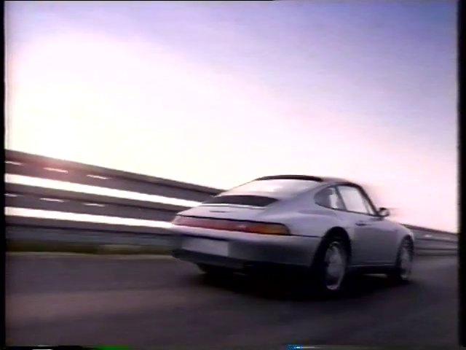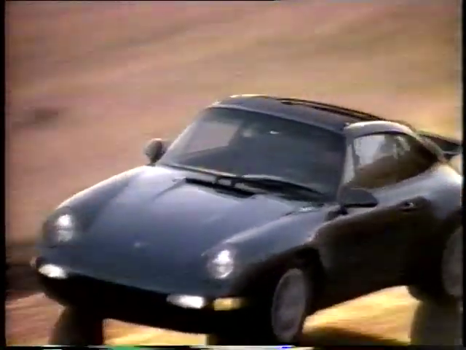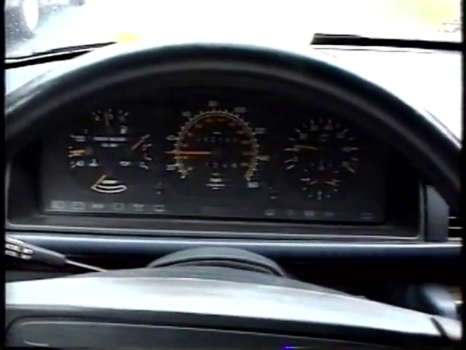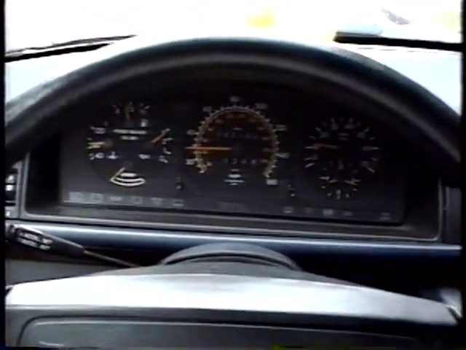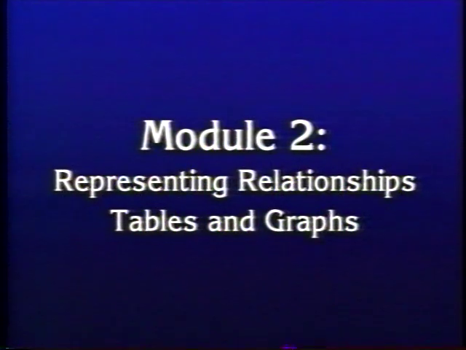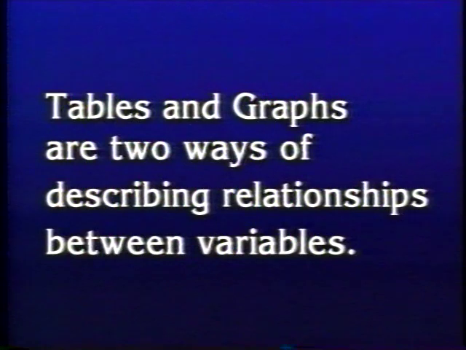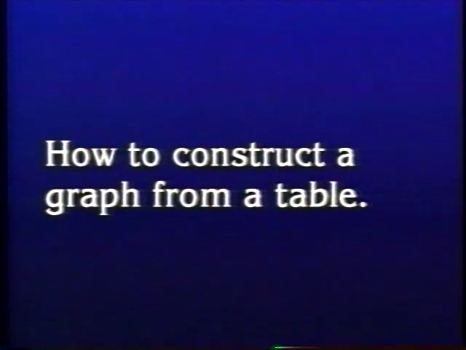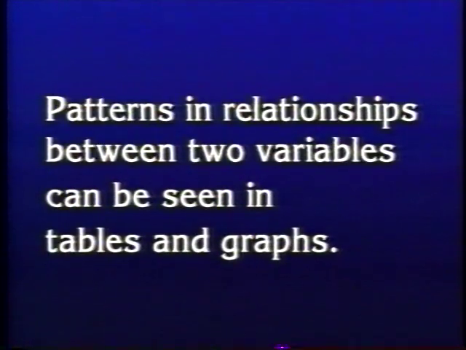All these and many more everyday situations involve quantities that change. How can an understanding of the relationship between variables help solve everyday problems? In this module, you will learn the following: that tables and graphs are two ways of describing relationships between variables, how to construct a graph from a table, and patterns in relationships between two variables can be seen in tables and graphs.